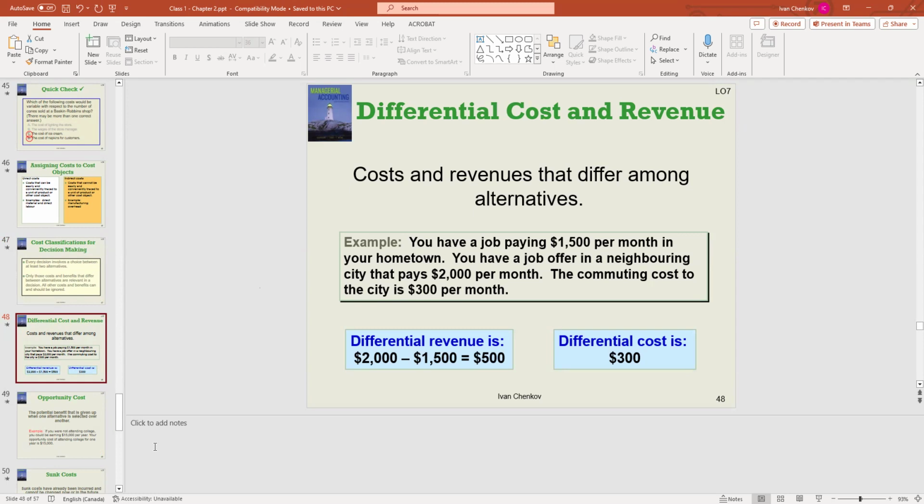Obviously, between the two offers, he's going to make $500 more, but he has a differential cost between one alternative and the other alternative, which is $300. So yes, he's going to end up making an additional $200. In that case, should I take the job? Based on the cost, yes.